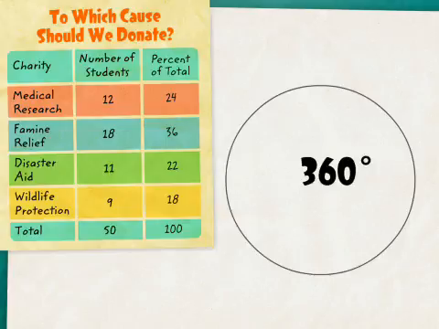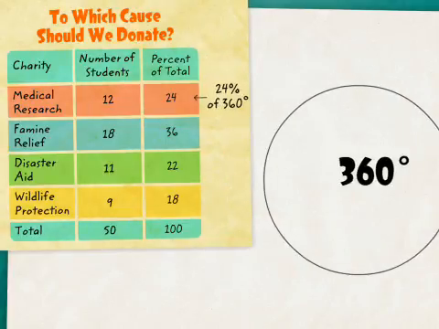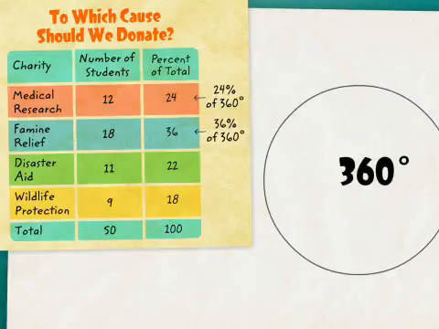So, the sector for medical research should have a sector angle of 24% of 360 degrees. The sector for famine relief should have a sector angle of 36% of 360 degrees. The sector for disaster aid should have a sector angle of 22% of 360 degrees. And the sector for wildlife protection should have a sector angle of 18% of 360 degrees.